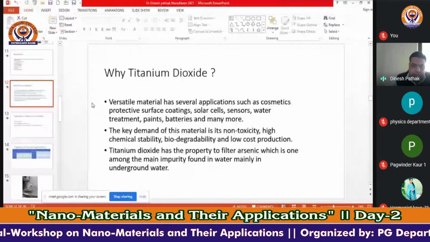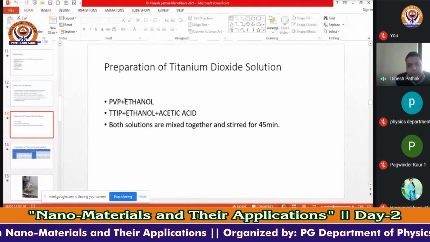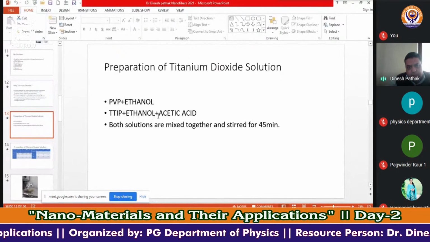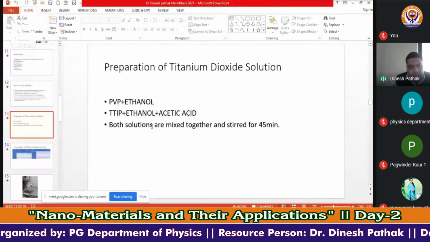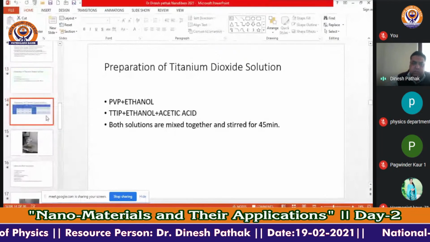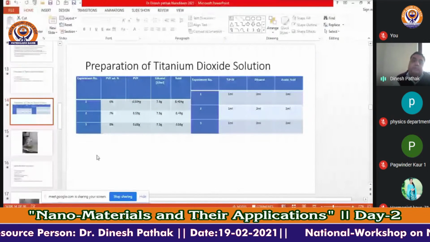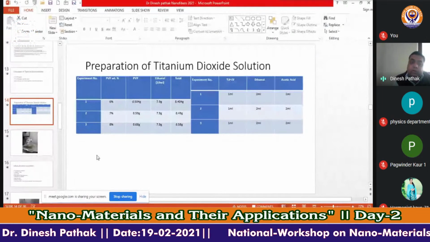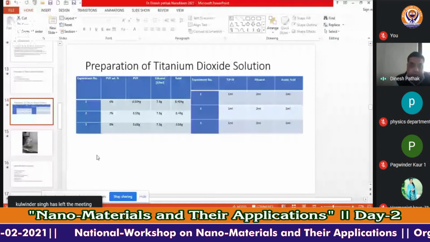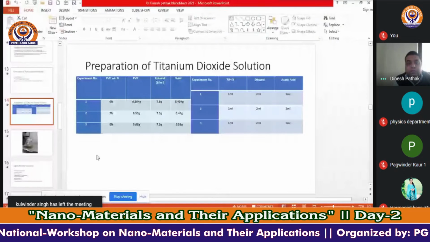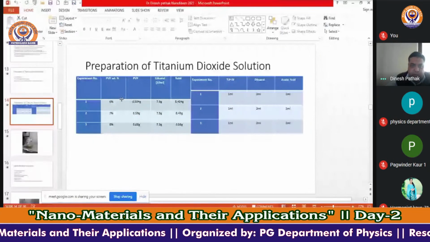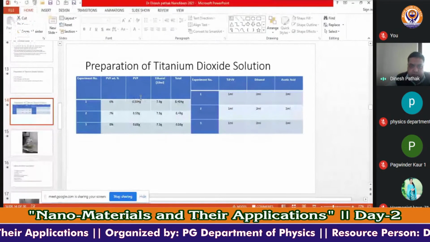We used PVP and ethanol to make one solution. Then this TTIP, the precursor of titanium dioxide, was used to make the second solution. Then both solutions were mixed and stirred for 45 minutes. When you perform an experiment, we don't prepare only one sample, because one sample will not give you any justification of that. So we prepare a series of samples. Like here we prepared 3. We change the concentration of this polymer, the weight percentage, then ethanol, and this is for the second solution.